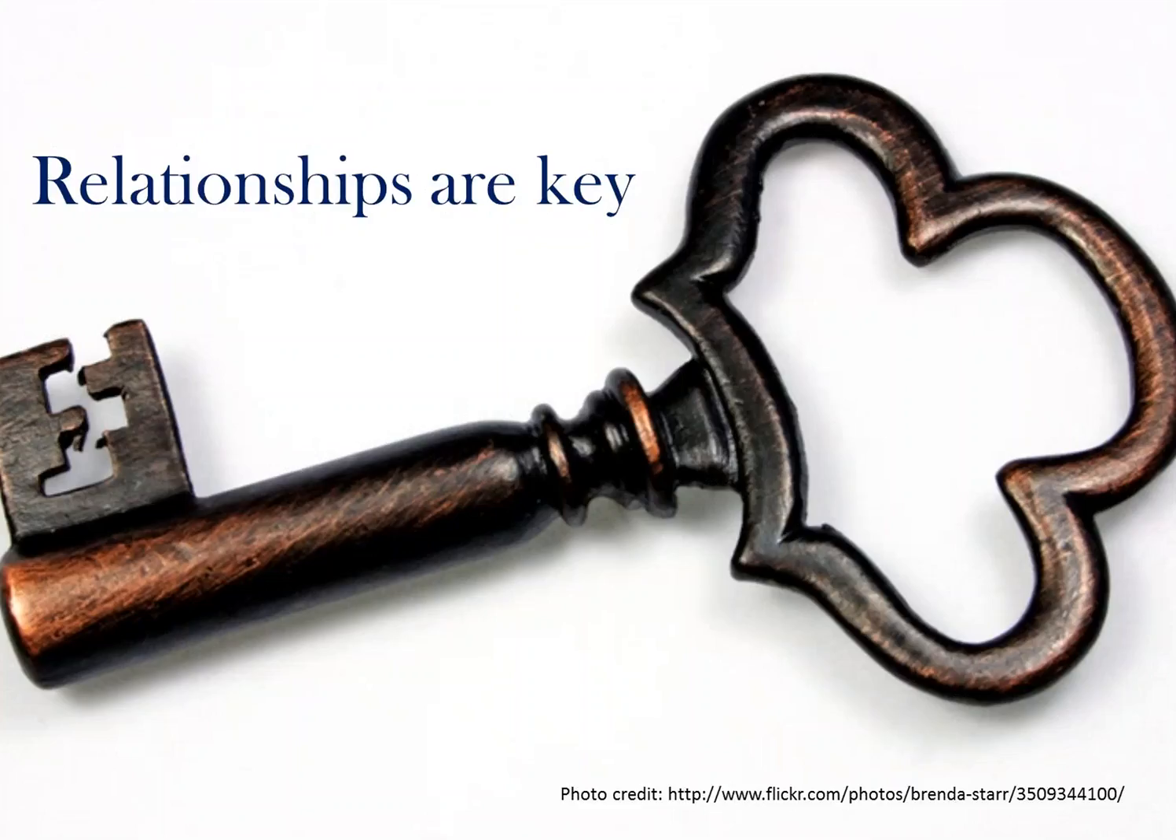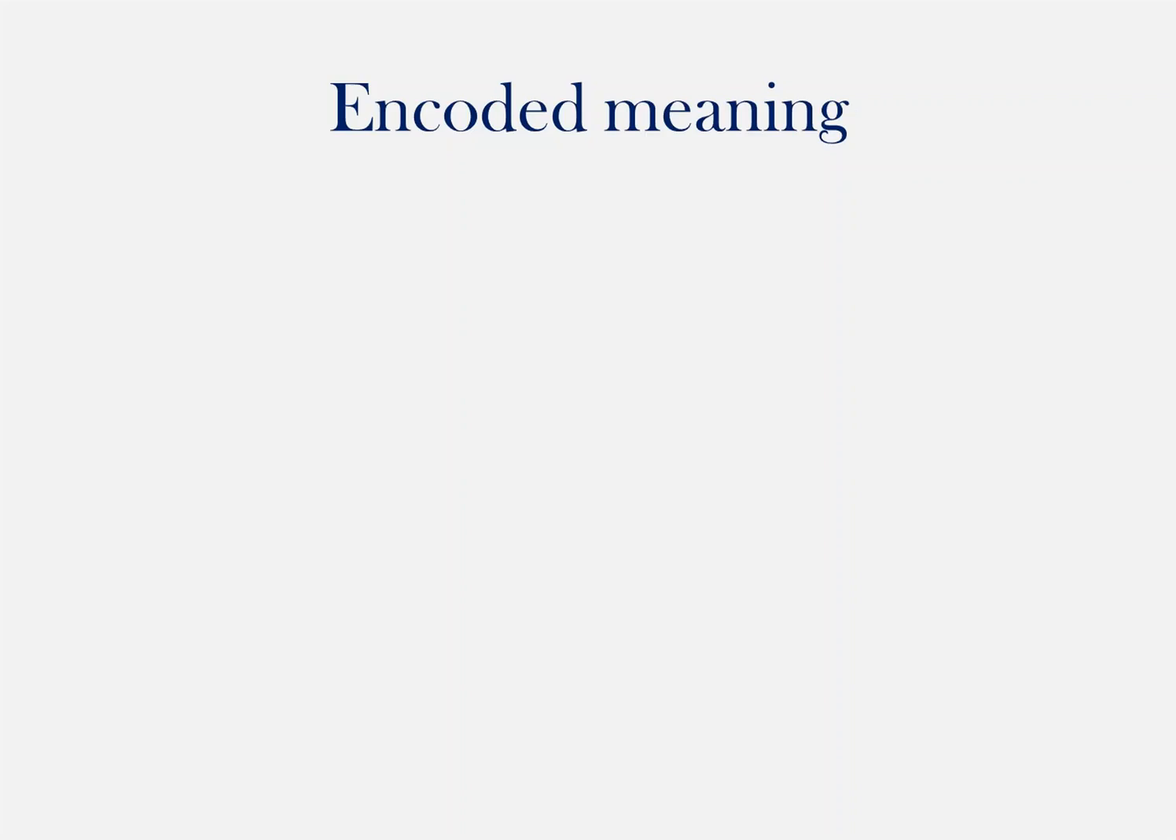The other thing to know is that in linked data, relationships are key. And I will come back and revisit this several times because I think that's really an important part of how it relates to libraries. But the relationships between pieces of information are key, and the fact that they are encoded in a way that computers can understand them is key as well.